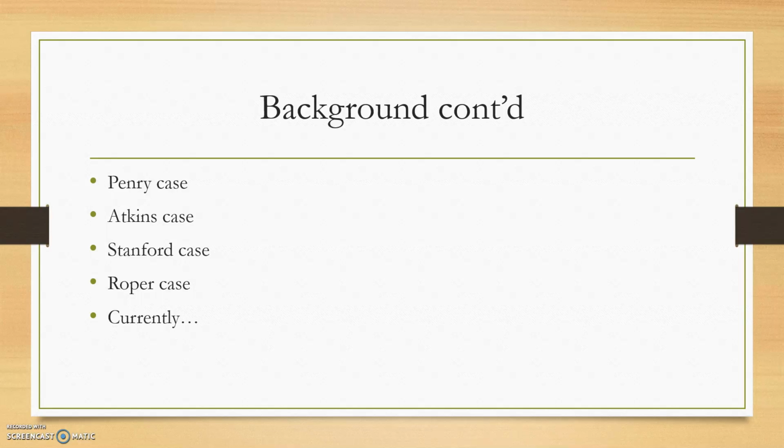And also, as of July 1st of 2017, there's a total of 2,817 inmates on death row, collectively in the United States.